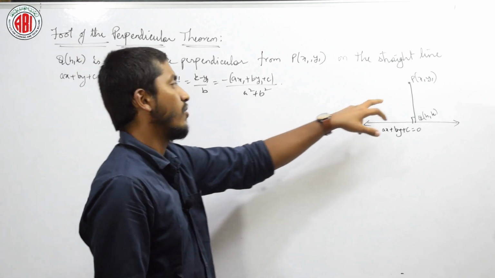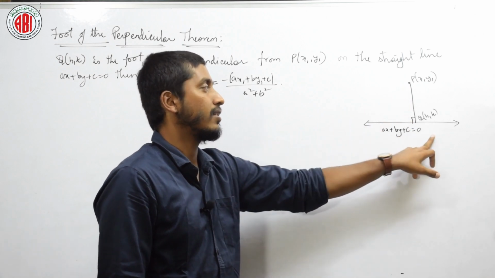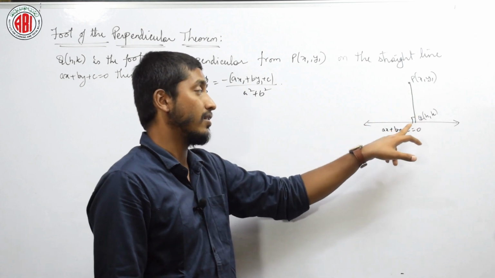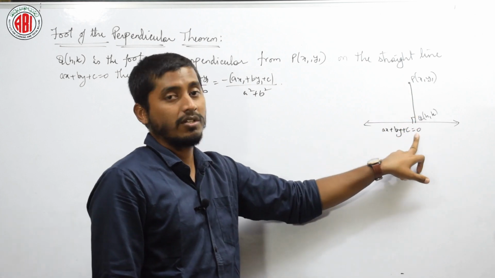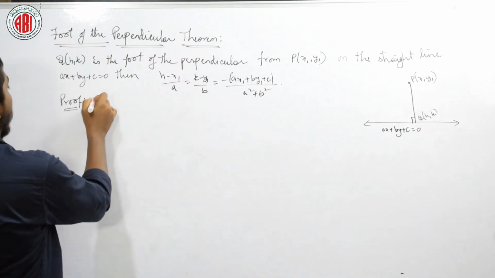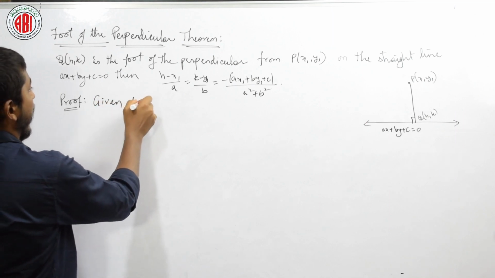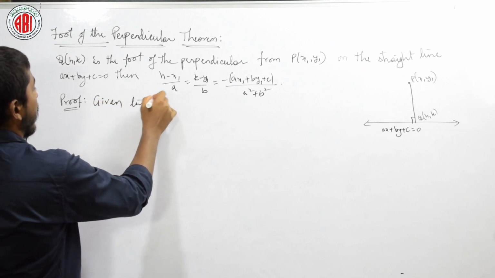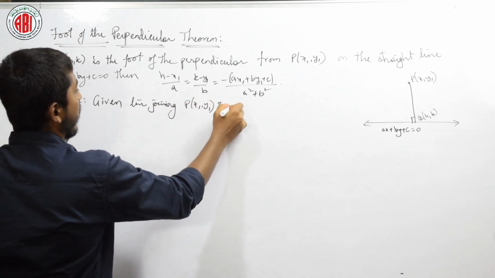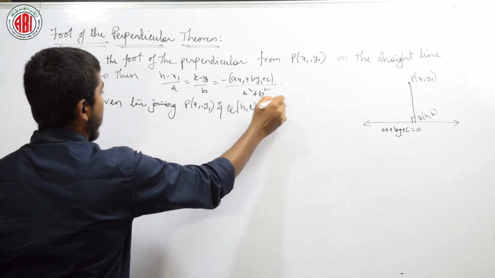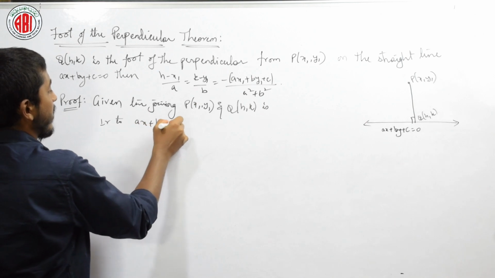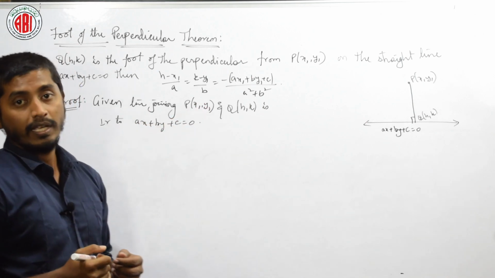See here, we all know that the line PQ and this line are always perpendicular to each other. That is, the slope of PQ multiplied by the slope of this line gives -1. Is it clear? Now, what is the proof? Given the line joining P(x1, y1) and Q(h, k) is perpendicular to ax + by + c = 0. Is it clear?